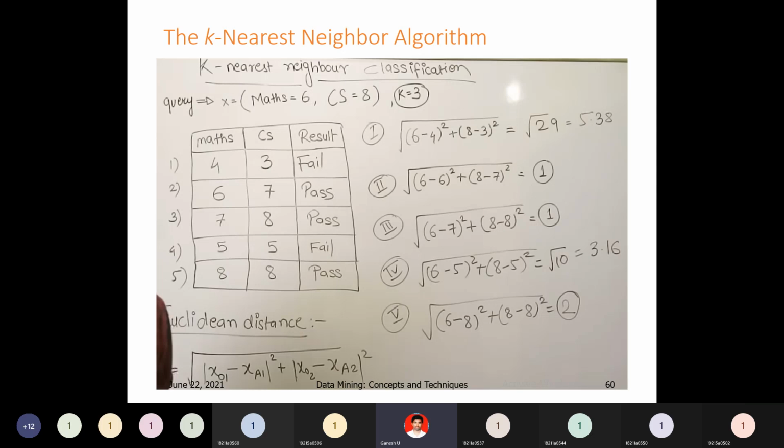Okay, so then we are finding for the first student. So 4, 3 values are there now. That's why square root of (6 minus 4) square plus (8 minus 3) square. So that is root 29, that is equal to 5.38. Next, capital D, Euclidean distance is here 5.38. For student 2 also you have to find out. Student 2, square root of 6, 8 are the values. So 6 minus 6, again 8 minus 7, so that is 1. Next, 6 minus 7, 8 minus 8, that is 1. Next, 6 minus 5, 8 minus 5, that is 3.16. Okay. Next, 6 minus 8, 8 minus 8, that is 2.